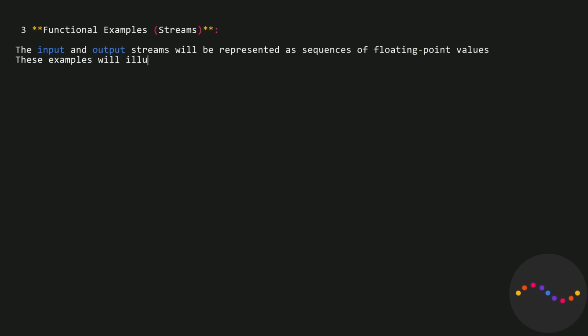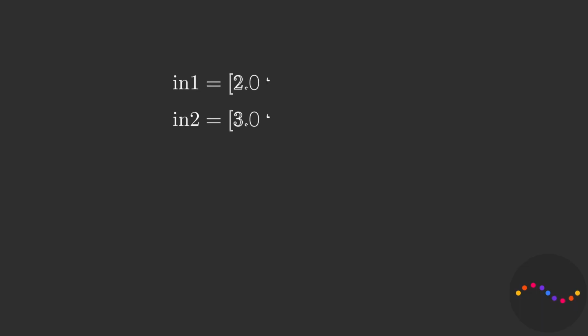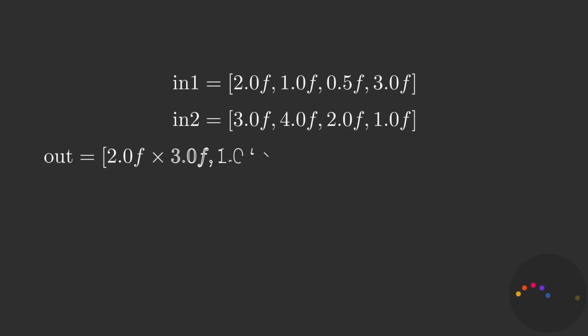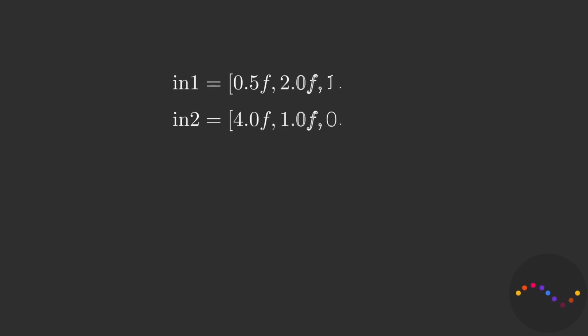These examples will illustrate how the processor behaves over time for a small number of samples, e.g., four samples per stream. Example 1. The output stream out should be the element-wise product of the two input streams. Example 2. The output stream out should be.